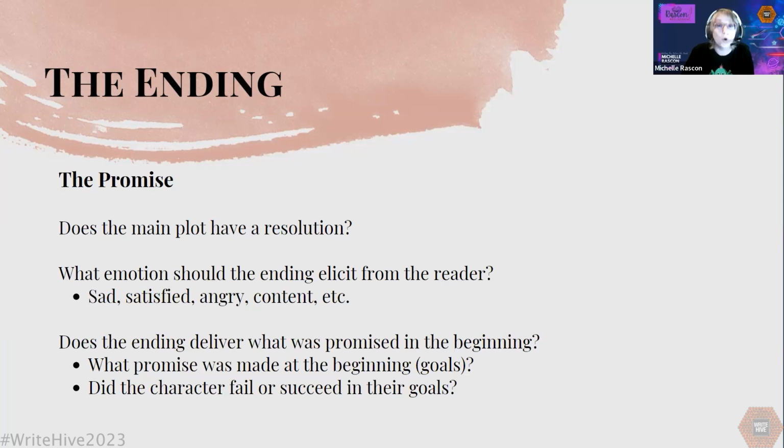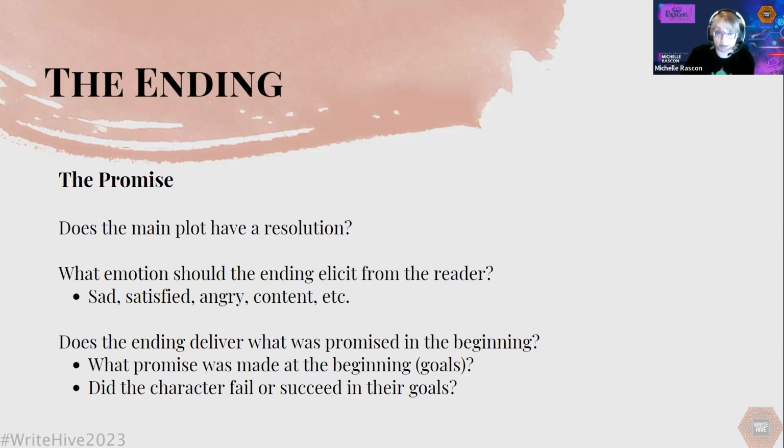For example, was the mystery solved? Is the romance a happily ever after or happy for now? Did the main character succeed or fail? All of that needs to be very clear by the end of the story. Make sure you mark down what emotion you want to elicit from the reader by the end of the story.